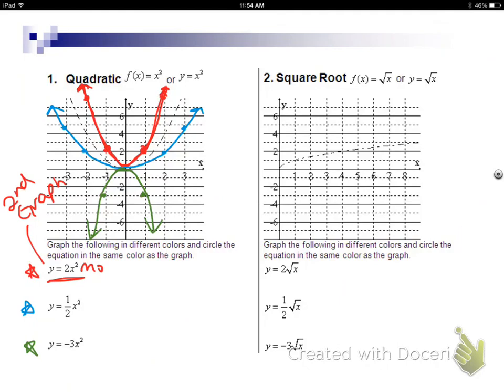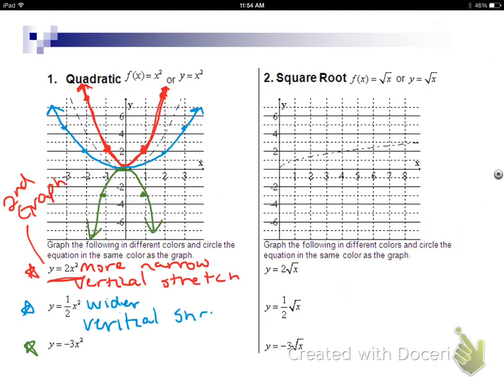Then look what happens. So what happened for the red? Okay, it got more narrow. We call that a vertical stretch because it got skinny. Okay, it's called a vertical stretch. And then what happened for the blue? Okay, that got wider. We call that a vertical shrink. And then what happened for the green? It also was a vertical stretch, but it reflected over the x-axis.